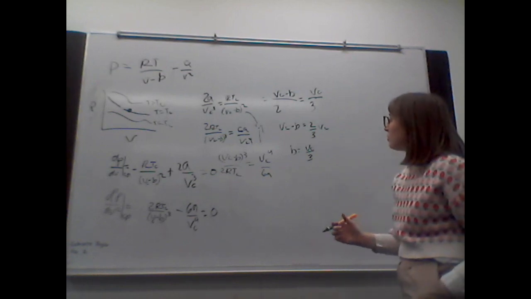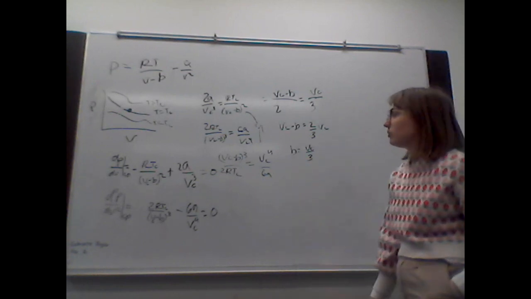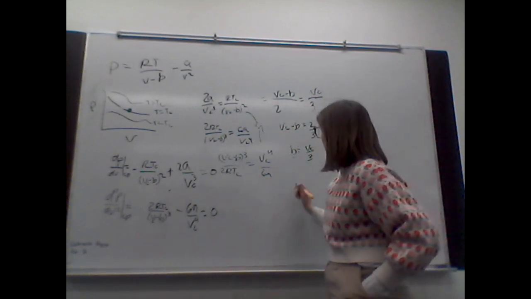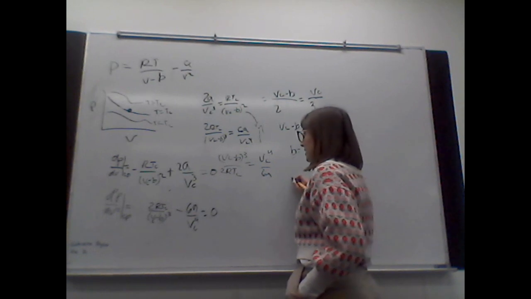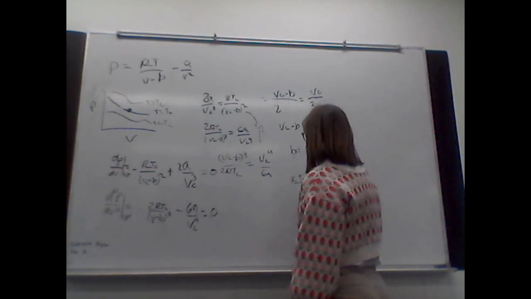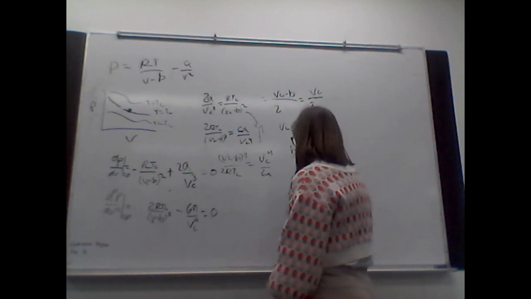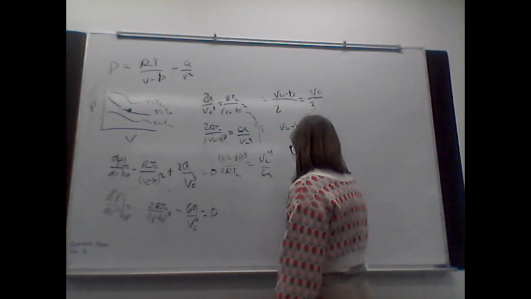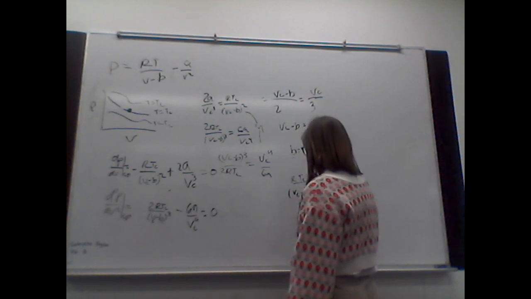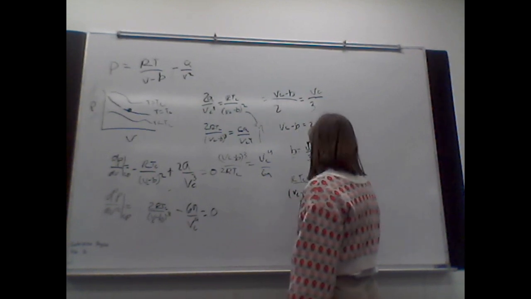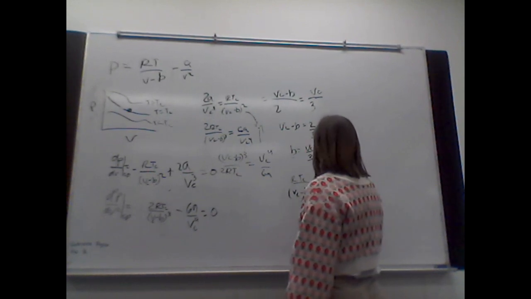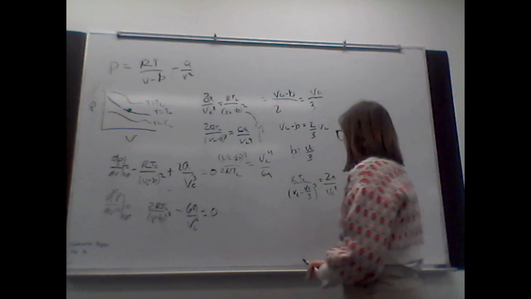Now, we're going to substitute this B back into our first derivative here to find our A. So let's put it as RTC over VC minus VC over 3, squared. And then this is going to equal 2A over VC to the 3rd. Okay.